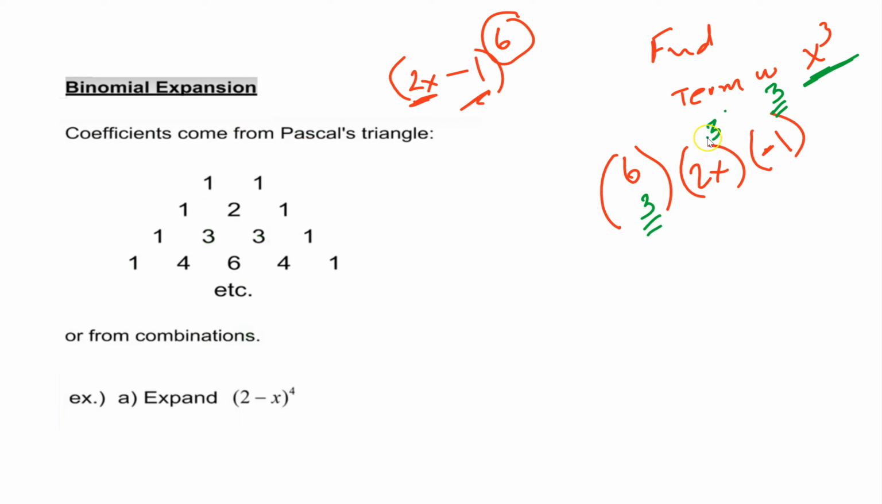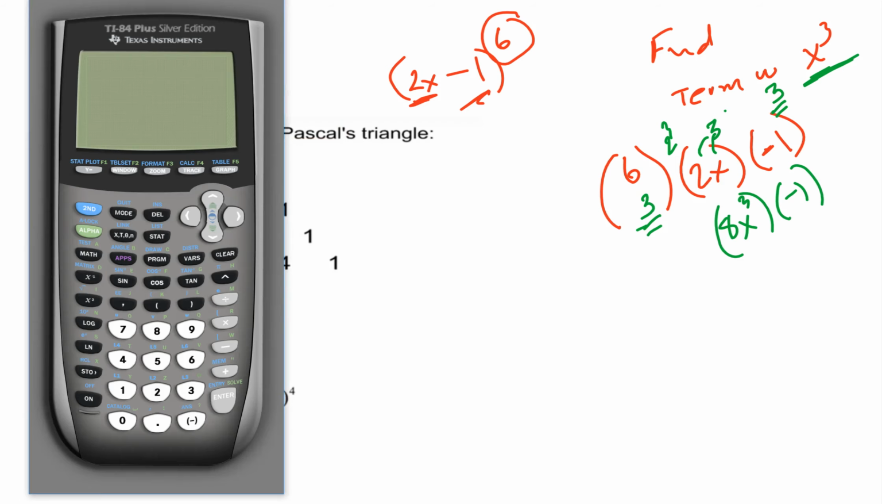2x to the third, that 3 goes to both of them, so 2 to the third is 8. X to the third is x to the third. Here, negative 1 to the third power is still negative 1. And keep in mind they're being multiplied. My biggest pet peeve is when people just add or subtract this. You're multiplying. There's a lot of ways to solve this. On your calculator is probably the easiest. So if you have a calculator, turn it on. We're going to go 6 is on top.